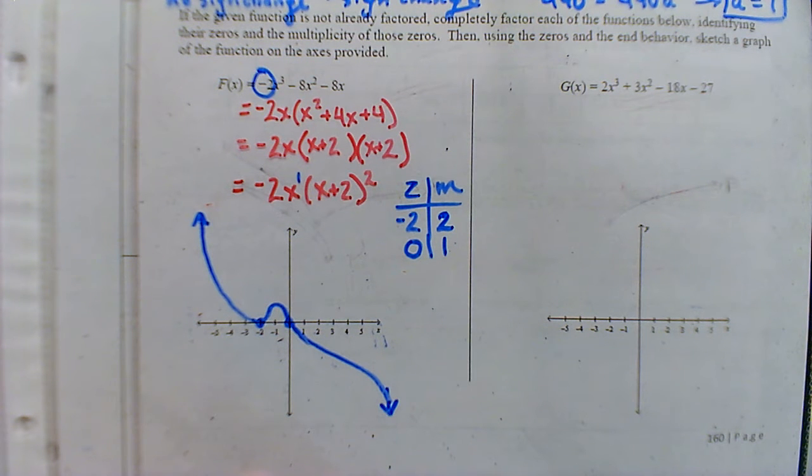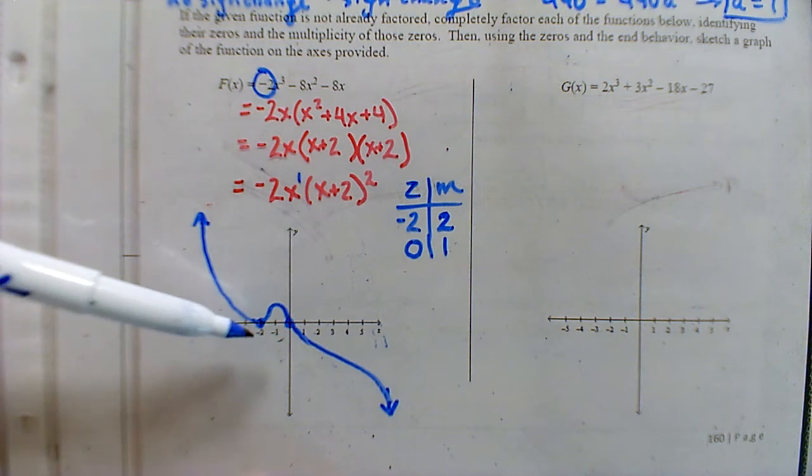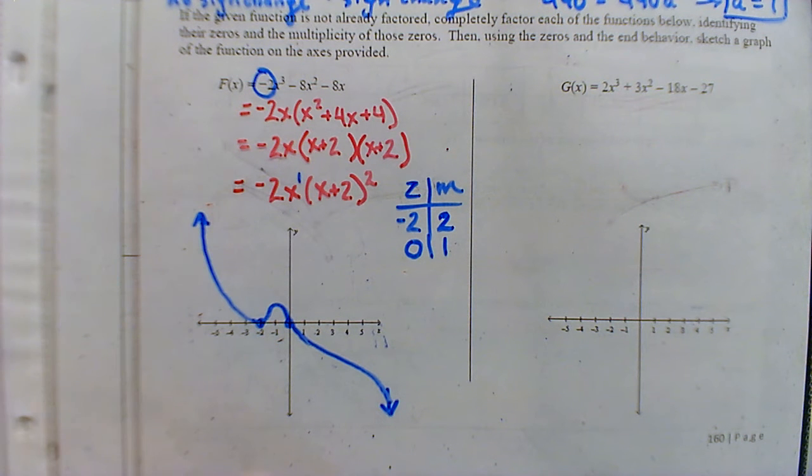How was your first graph? Graphed it by hand. No calculator needed. Okay? If you wanted to check your work, you could type this in. I bet it would look something like this, but depending on the window you use, it might be a little distorted.